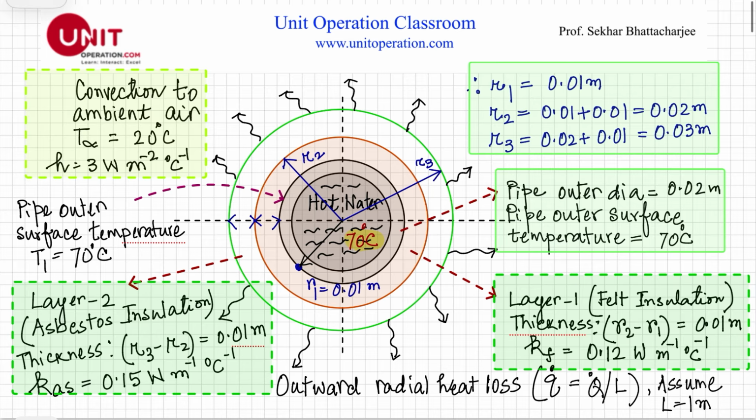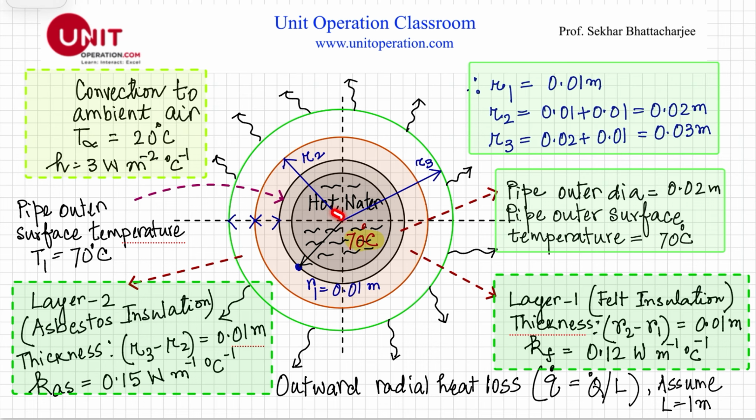So, as I said, this is the inside of the pipe, hot water at 70 degrees Celsius. There is negligible resistance here, so this outer temperature can be taken as 70 degrees Celsius. And this diameter is 0.02 meter, so this is basically 0.01 meter. So R1 is equal to 0.01 meter.